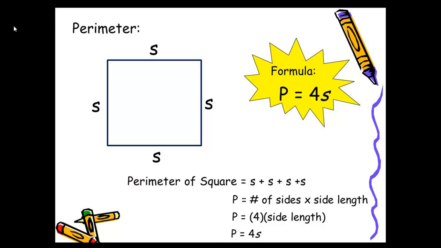Here is a square, and I have 4 sides, as you can see. My formula is 4 times the side. So if I have one side, I can multiply 4 times the side, or I can add side plus side plus side plus side, and it should give me the same answer.